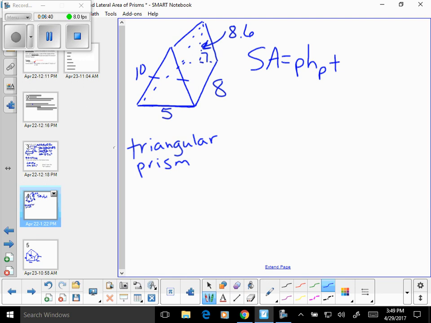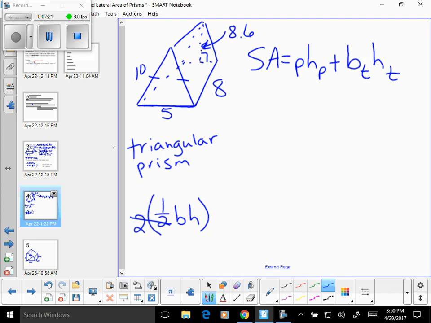Well, if the area of a triangle is 1/2 BH and we want 2 of them, what's going to happen? This 2 is going to cancel, so we're really just going to have base times height. The base of the triangle times the height of the triangle. And that's where I get those sub numbers that go into the formulas. It means the perimeter of the base times the height of the whole prism plus the base of the triangle times the height of the triangle, because I need to have the area of the base, which in this particular instance is a triangle.